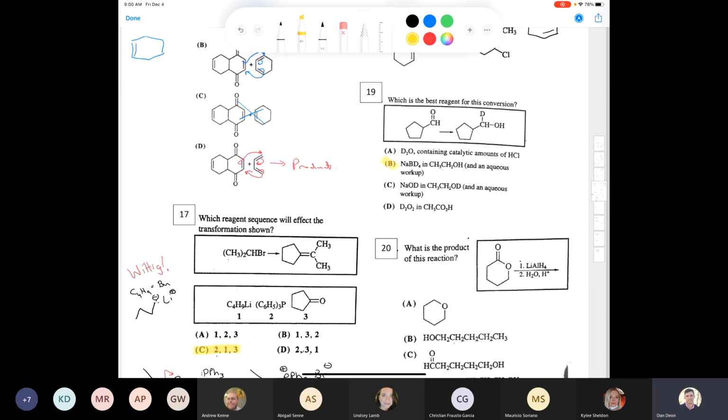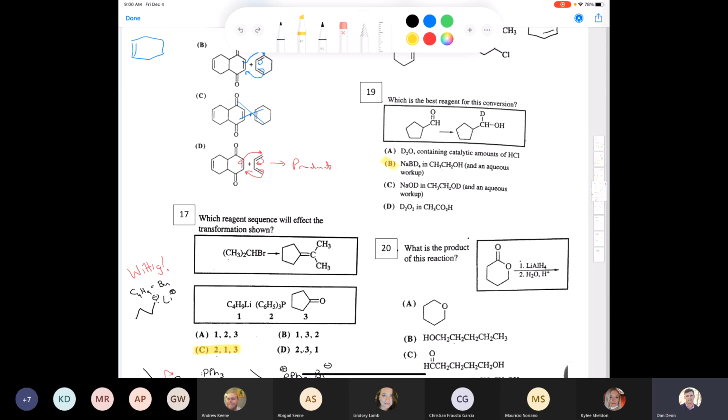We'll look at the mechanism. It says it's in ethanol, and an aqueous workup. That just means to provide this proton here. The next one is using a strong base, so that would just act as a nucleophile. That's not going to produce a reduction. And then if you look at hydrogen peroxide in acetic acid, that's not going to do a reduction either.